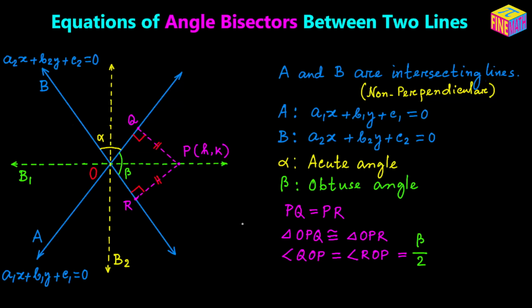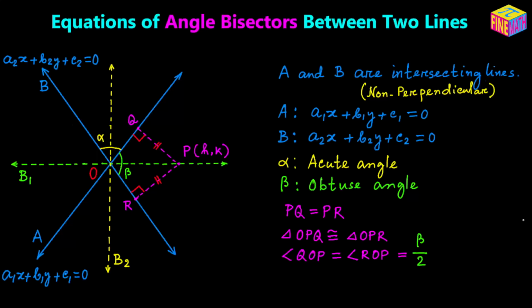I am indicating that the line segments PQ and PR are actually of equal size. So if a moving point P moves in such a way that it maintains equal distance from two intersecting lines, then its locus will be like an angle bisector. And if you want to say it the other way, if we have an angle bisector between two intersecting straight lines, then obviously it is nothing but the locus of a moving point which is moving in such a way that it is maintaining equal distance from the two intersecting lines.